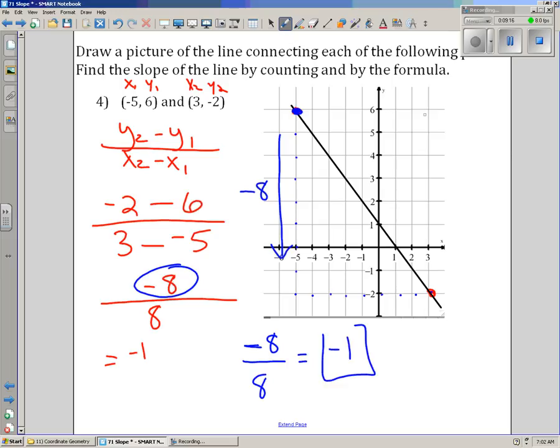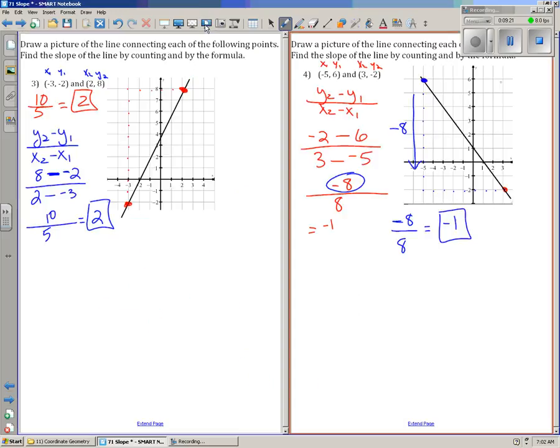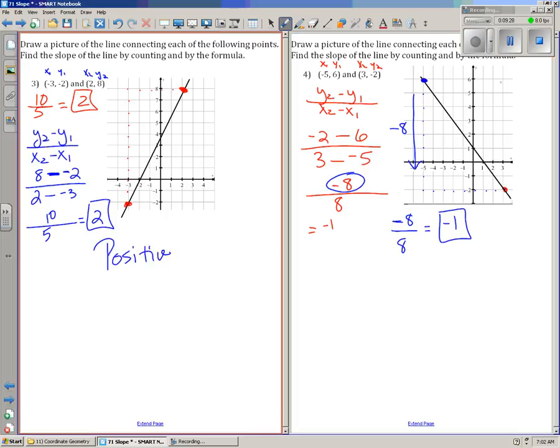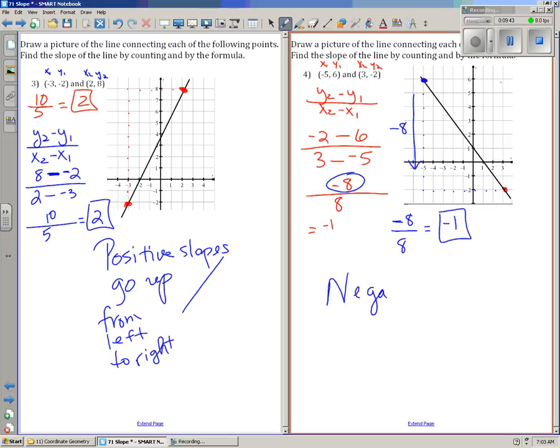get the negative 1. So if you notice, if you take a look at the last two examples, okay, a positively sloped line, okay, positive slopes go up. They go up from left to right. Okay, negatively sloped lines go down from left to right.